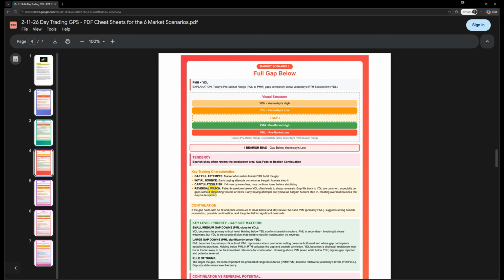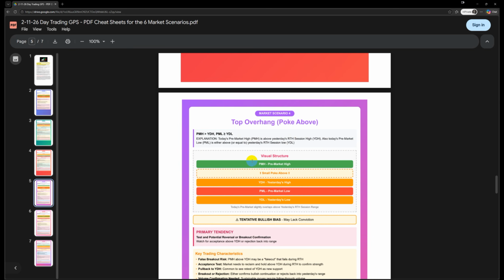On full gap above, we have a little bit more information here as far as tendencies, key trading characteristics, bias, key level priorities depending on gap size, trap potentials, and also some notes about volume. Same thing with full gap below.